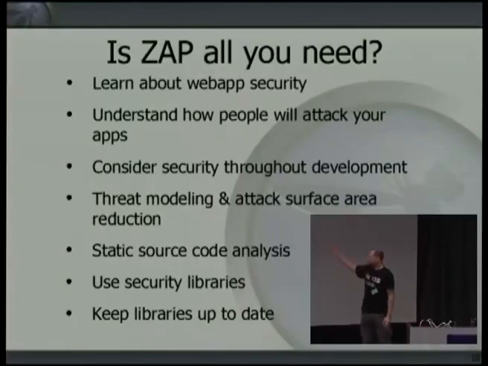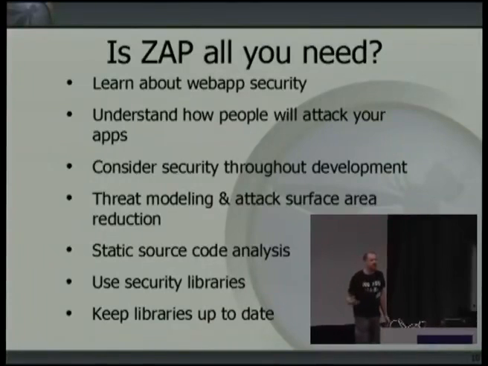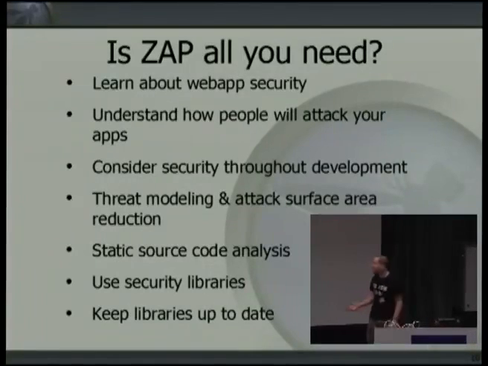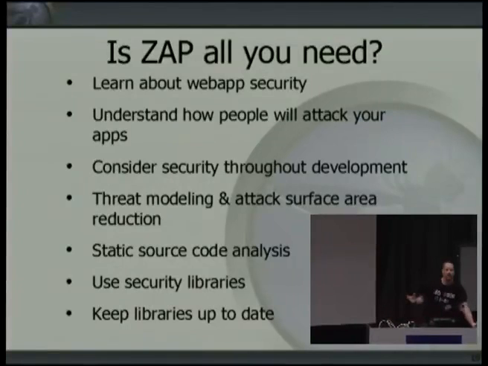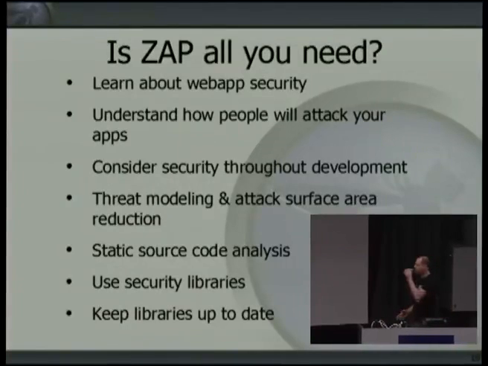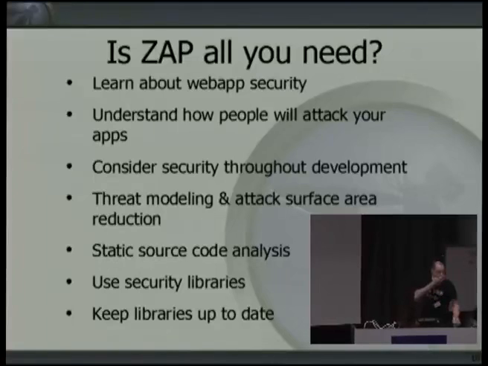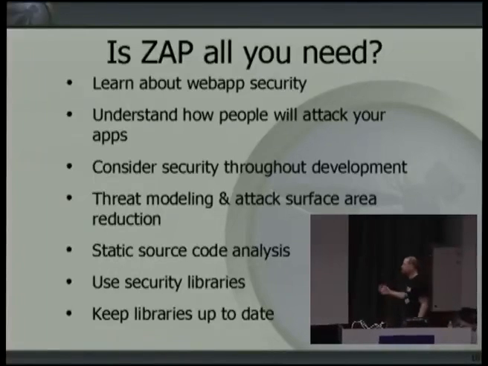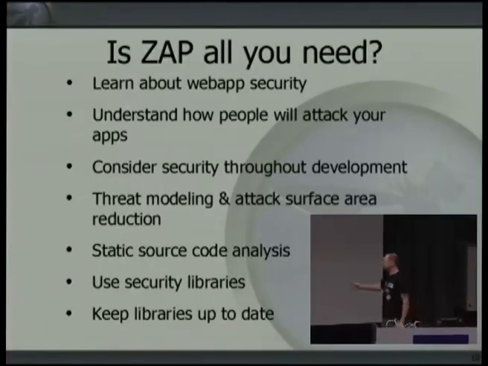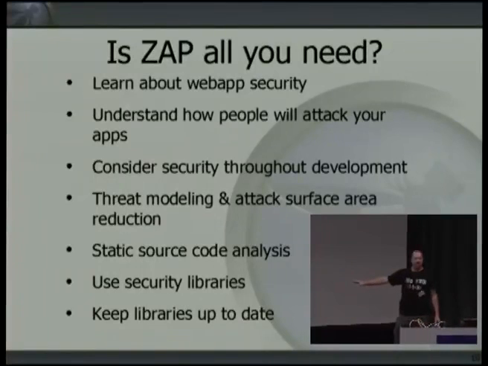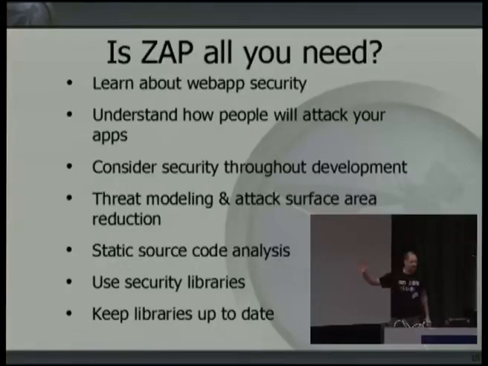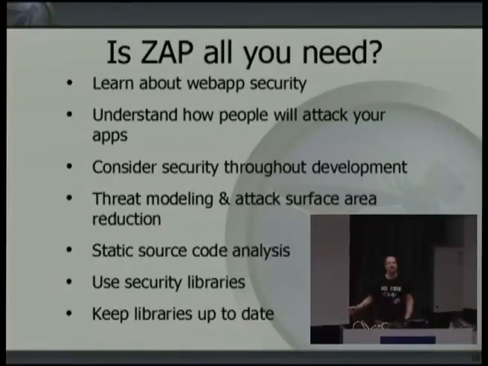And you really need to consider security throughout the development. So things like threat modeling, thinking about how an application could be attacked, and attack surface area reduction. Do you need all these facilities? Is a facility actually adding too many potential holes to make it worth putting in there? And static source code analysis, all these things are really good. Using security libraries, keeping the libraries up to date. I mean, all this stuff is another talk in itself. I just wanted to make sure that you didn't think that ZAP would be all you need.